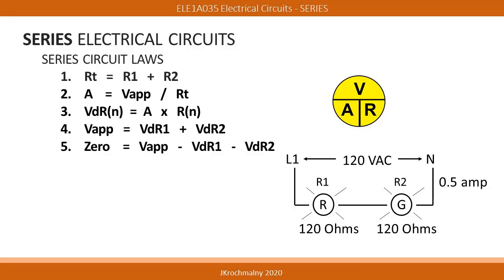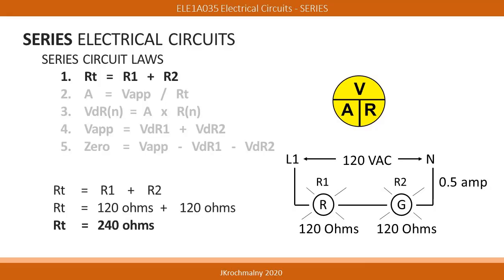How many loads are wired in series? With this first law applied to series electrical circuits, if we total the resistances of each load in series, we can determine the total series circuit resistance. In reference to the two loads in this circuit, R1 has a resistance of 120 ohms, and R2 has 120 ohms of resistance itself. Added together, the circuit's total resistance equals 240 ohms.